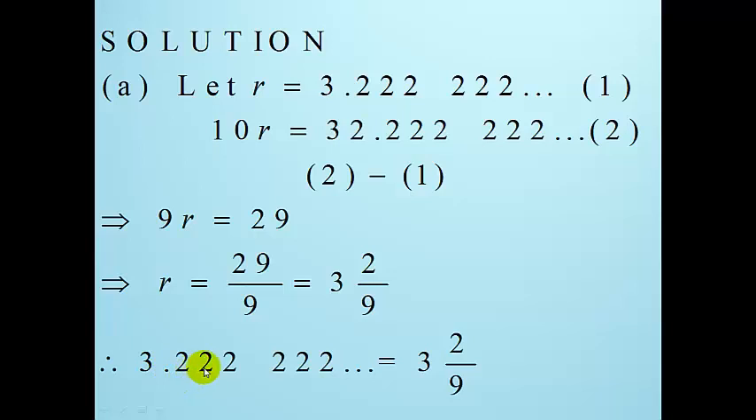Therefore, 3.222222 is equal to 3 whole number 2 over 9. So that is how we convert recurring decimals to fractions.